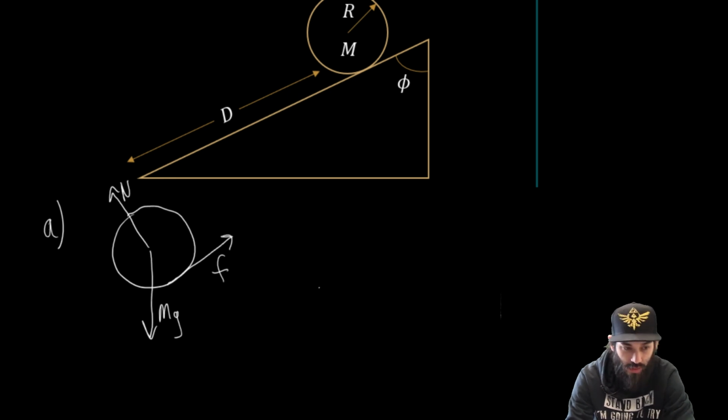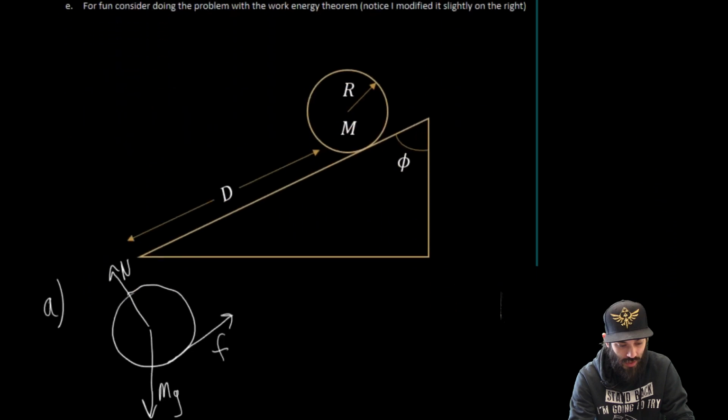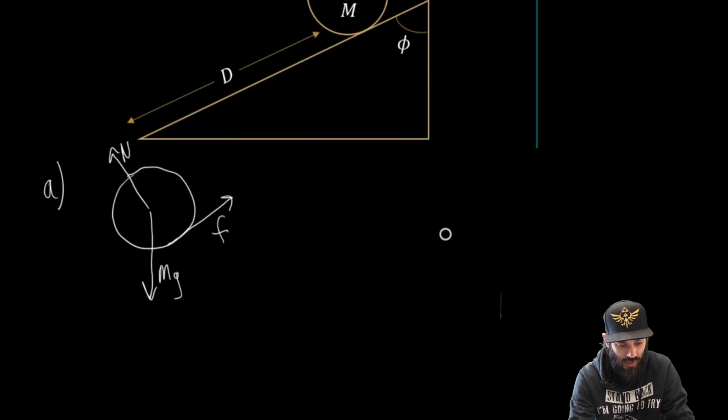Okay. So once we have our free body diagram, the next thing we want to do is draw some coordinate systems. The coordinate system that I'm going to choose is first going to be in the direction of motion and perpendicular to the direction of motion. And I'm going to define a second coordinate system that is going to be the direction that this is going to rotate. When we're summing our torques, this is important because we have to say whether the torque is positive or negative relative to the coordinate system that we drew here.